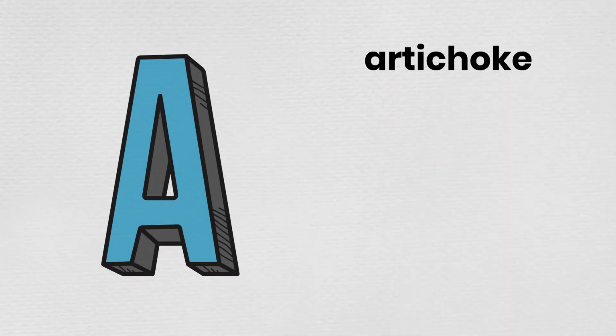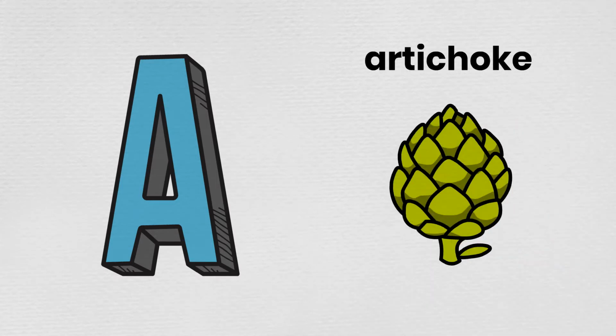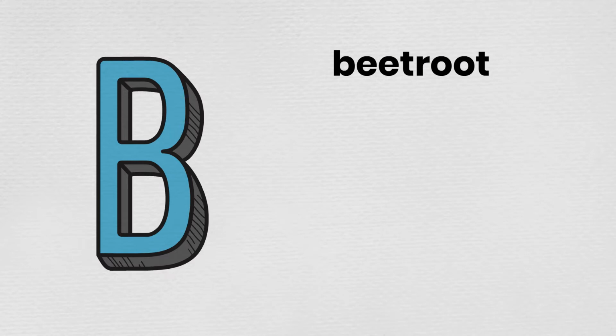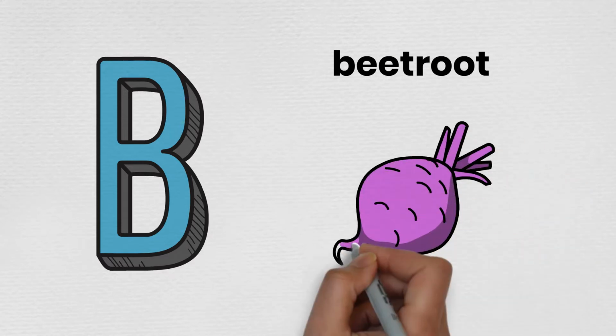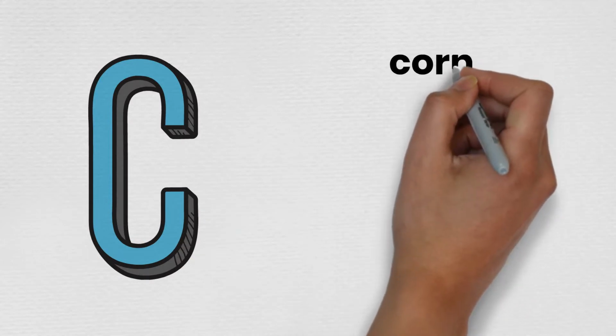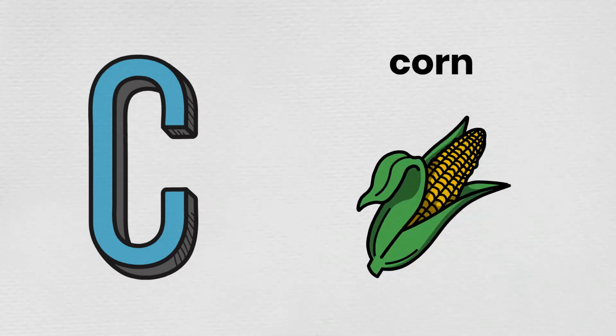A is for artichoke. B is for beetroot. C is for corn. D is for dill.